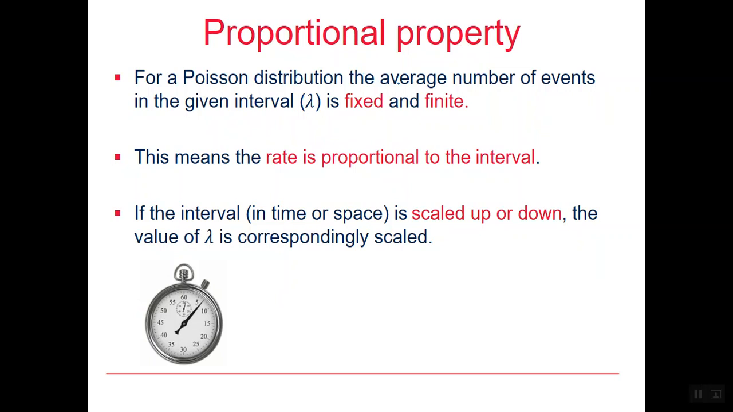Now, remember, for a Poisson distribution, the average number of events in a given interval is fixed and finite. And what this means is the rate is proportional to the interval. So if we scale up the interval or down, then the value of lambda must also be scaled. So for example, if we have 4 cars in 5 minutes, we would expect 8 cars in 10 minutes.